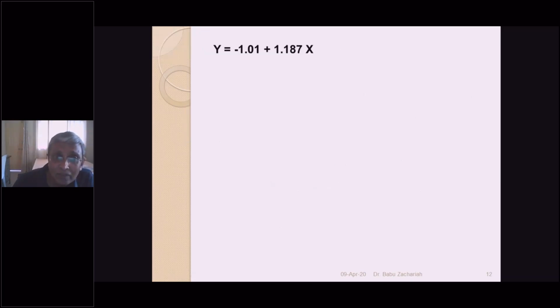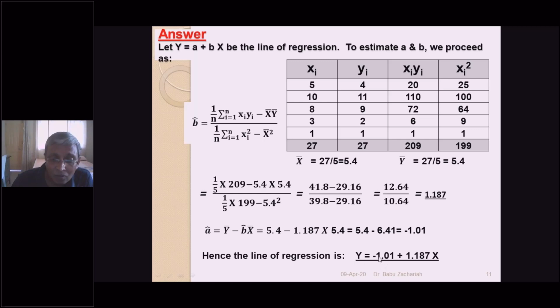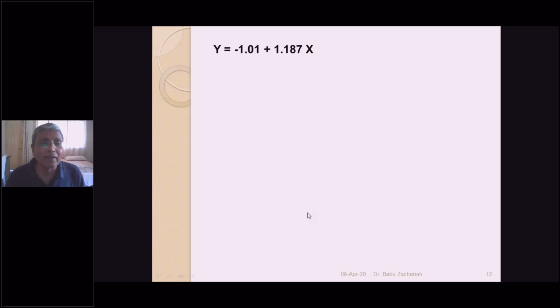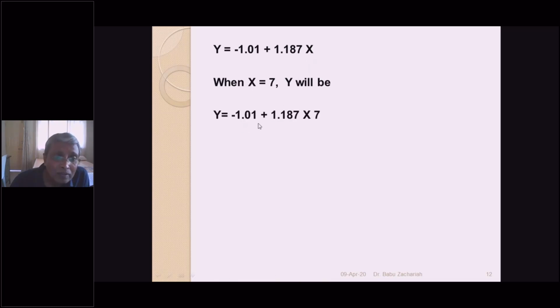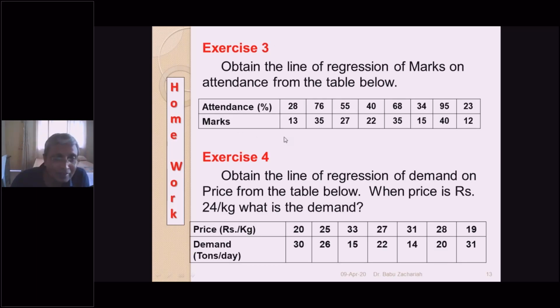So one more question was there. For x is equal to 7, what is the value of y? So the line what I got here is y is equal to minus 1.01 plus 1.187 times x. So this one I have copied it here. So when x is equal to 7, I can substitute that x here. Y will be this one. In place of x, I have put 7. I can calculate, and the answer is 7.299.